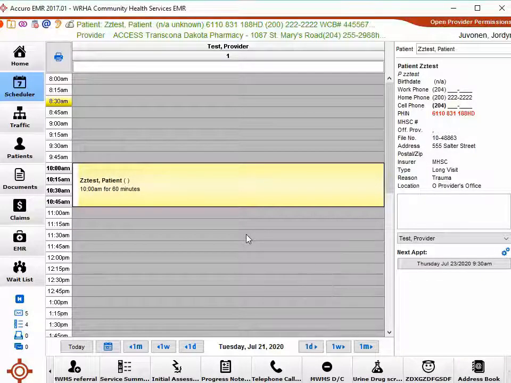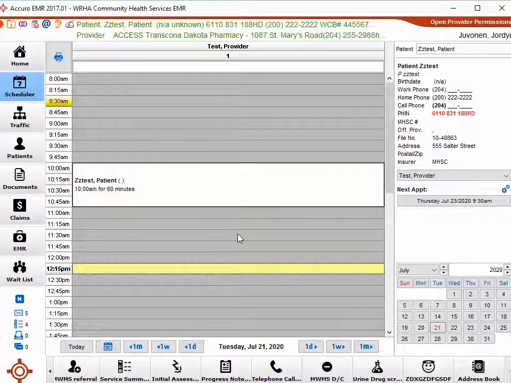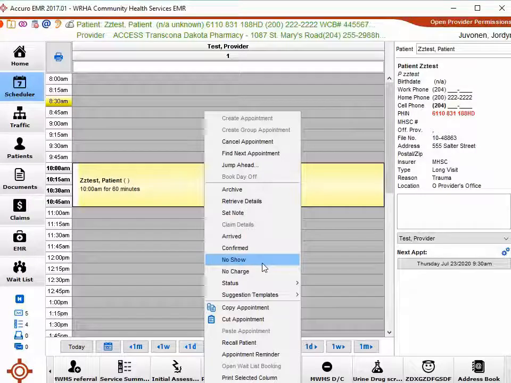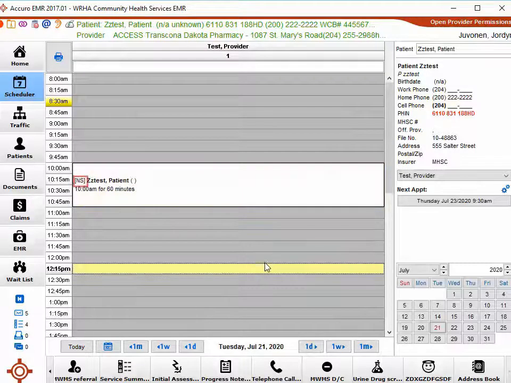Contact with the patient to book an appointment must be attempted no less than 3 times. In situations where the patient does not present for the scheduled appointment, right-click on the appointment and select No-Show. An NS will appear on the appointment. Then the PCA shall contact the patient to check if they would like to rebook. Again, the PCA should attempt contact 3 times. If no contact is made, a letter will be generated and sent to the patient.